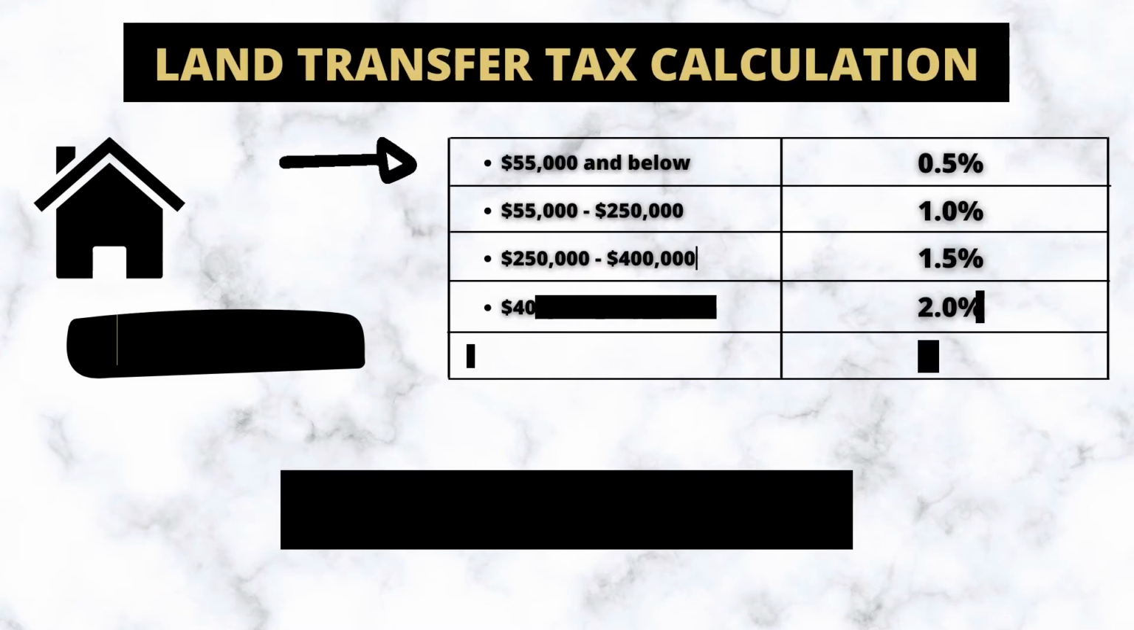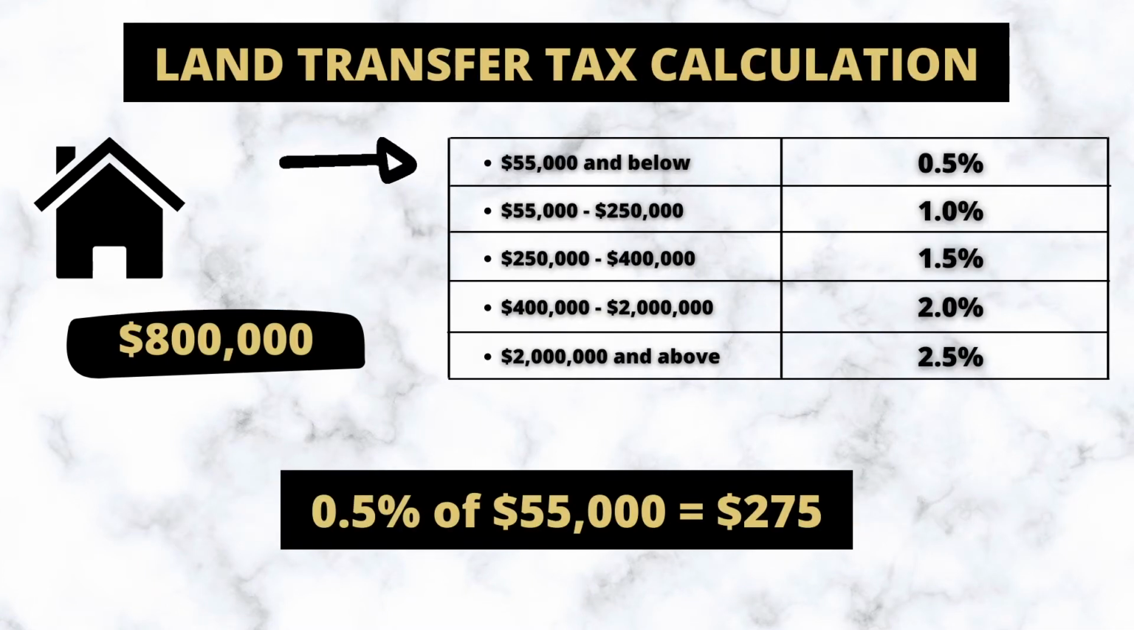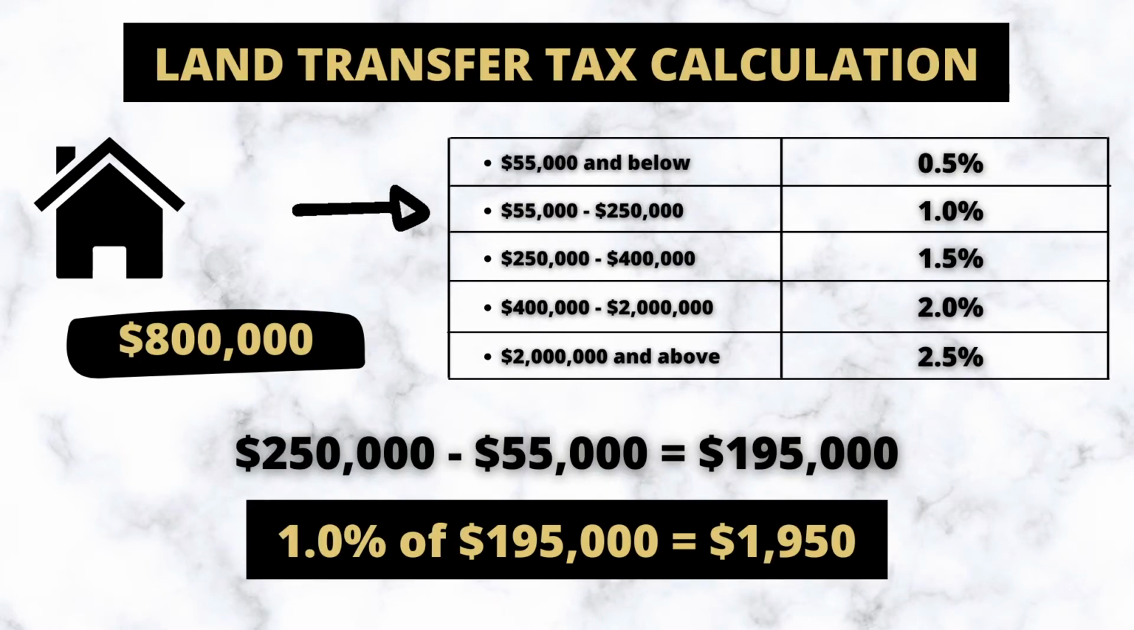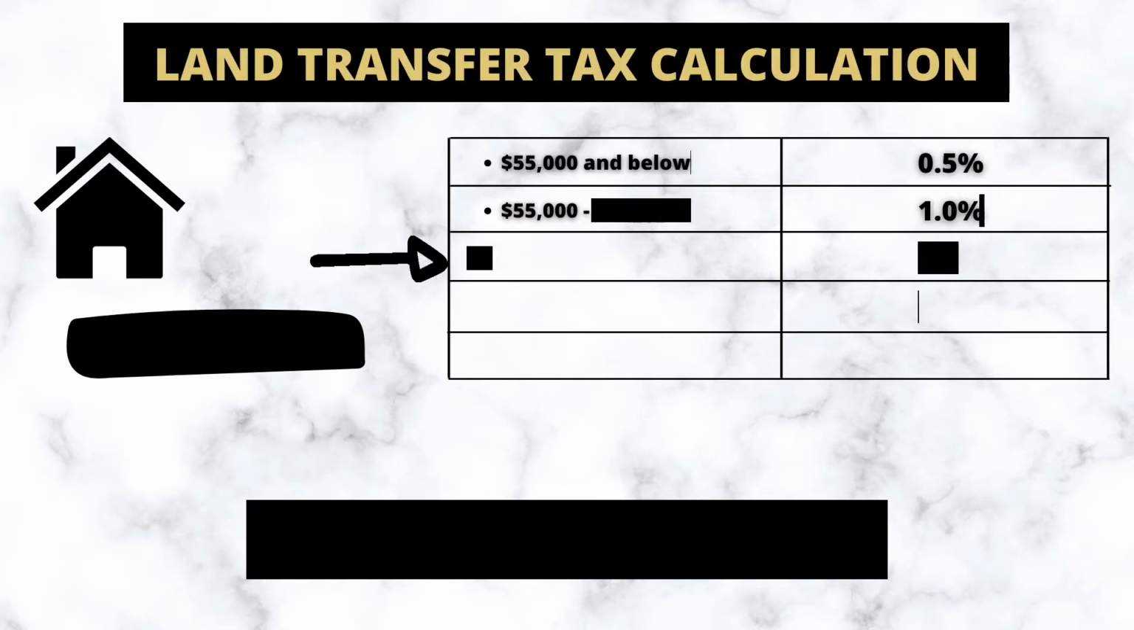All you would need to do is calculate 0.5% of 55K, which is $275. Then you're gonna go to the next bracket. And since the home's obviously not between 55,000 and 250,000, we're gonna use that full amount in that margin, which is 195K. So you would do the same thing. You would do 1% of 195K, which gives you 1,950. Now, same thing for the next bracket.